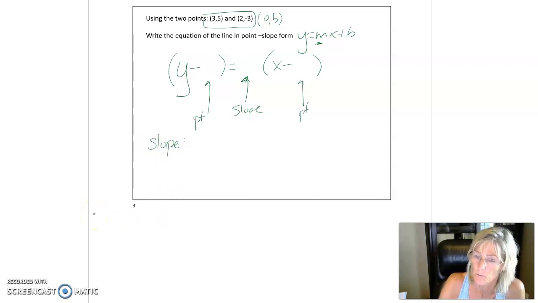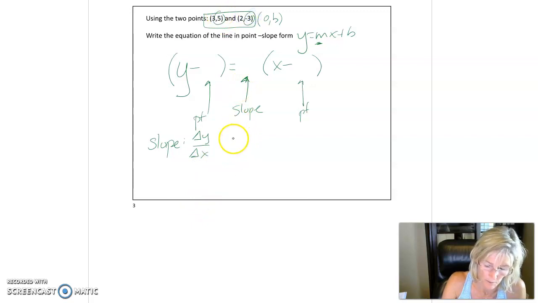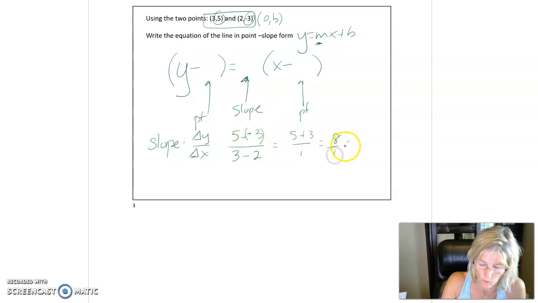And I'm going to use my slope formula. So it's the change in the y's over the change, or the difference, in the x's. So I'm going to take my y values, 5 and negative 3, and I'm going to subtract them: 5 minus negative 3, all over the x's, which is 3 subtract 2. So a minus and a minus is a plus, so I have 5 plus 3 over 1, which is 8 over 1, which is just simply 8.